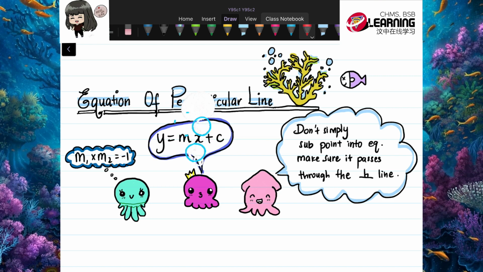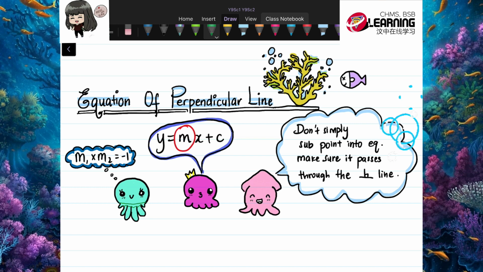So in y equals mx plus c, this m must be the perpendicular line gradient. If you are given another line that is perpendicular, you need to use the negative reciprocal, or m1 times m2 equals negative 1. Remember that? And then don't simply substitute a point into the equation to find the c. After the first step of finding m, your second step is finding c, but don't simply sub in any point from the question. A lot of students see a point in the question and just sub in to find c. No. You must read the question very carefully.